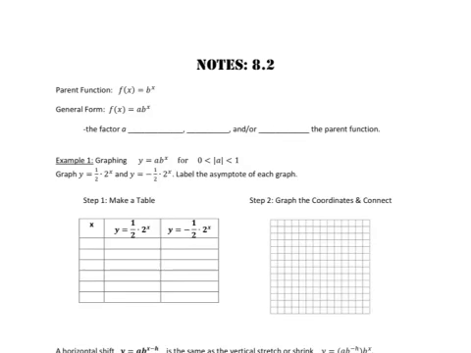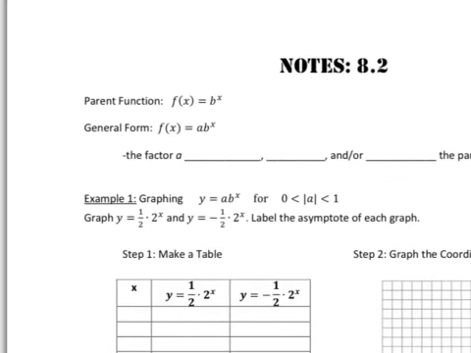Okay, we're working with exponential functions. Do you remember those? The general form is f of x equals a times b to the x. So we had y equals a times b to the x. Remember that? Okay, so we're doing that.